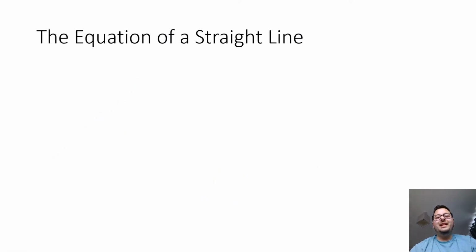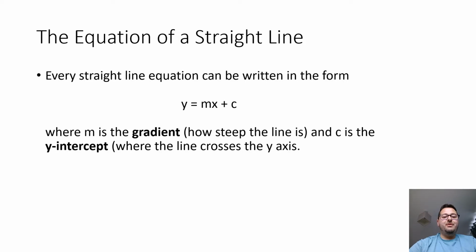Okay, so first of all, let's quickly revise the equation of a straight line. Any straight line can be written in the form y equals mx plus c, where m is a number and c is a number. And m tells you about the gradient of the line, so that's basically how steep it is: is it flat, is it going up, is it going down. And c is the y-intercept, which is where the line crosses the y-axis.